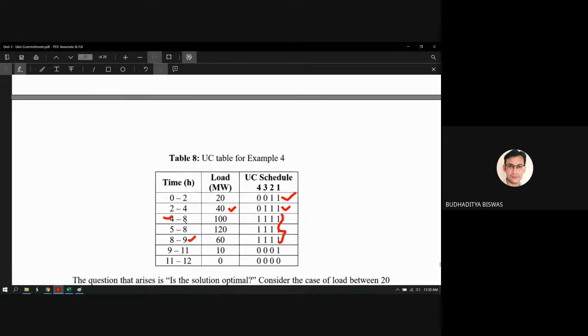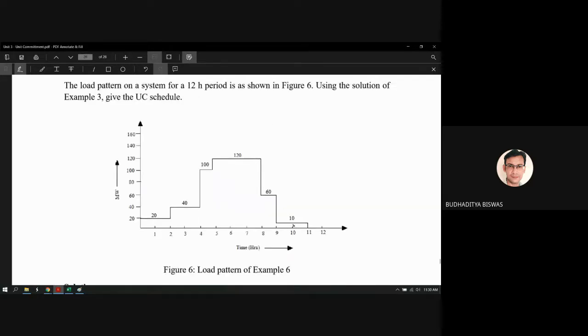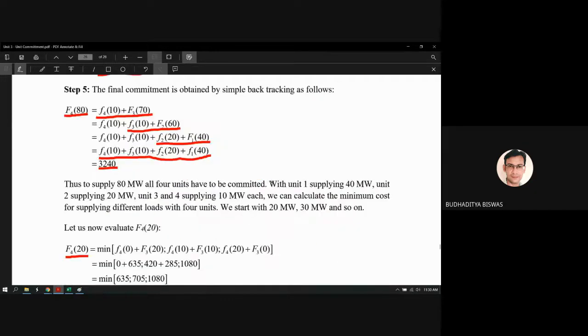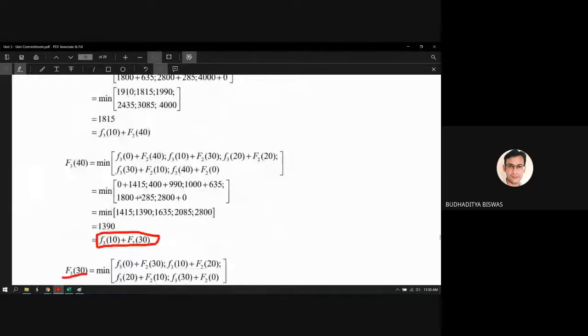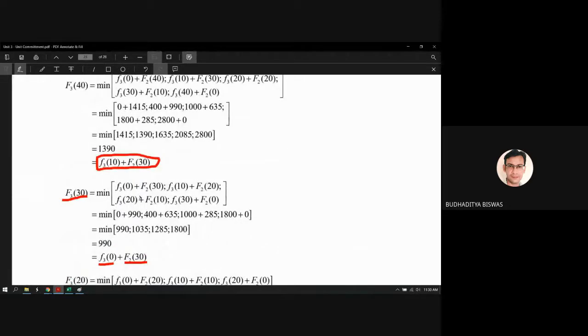And from 9 to 11, as the load demand is 10 only, only unit 1 should commit, and from 11 to 20, as the load demand is 0, no unit is committed in that time. Here we need to find out the UC schedule, or unit commitment schedule. If you do this only one time, then whatever the load demand, we can find the best solution using the minimum value found in these different tables.